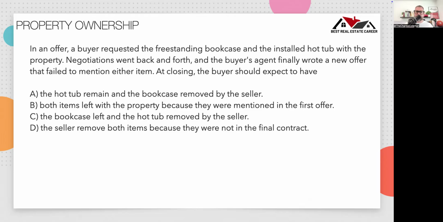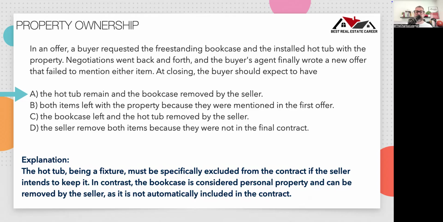In an offer, a buyer requested the freestanding bookcase and the installed hot tub with the property. Negotiations went back and forth, and the buyer's agent finally wrote a new offer that failed to mention either item. At closing, the buyer should expect to have the hot tub remain and the bookcase removed by the seller. The hot tub, being a fixture, must specifically be excluded from the contract if the seller intends to keep it. In contrast, the bookcase is considered personal property and can be removed by the seller as it is not automatically included in the contract.